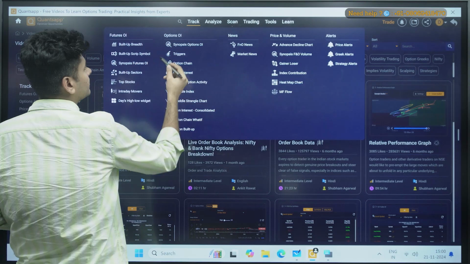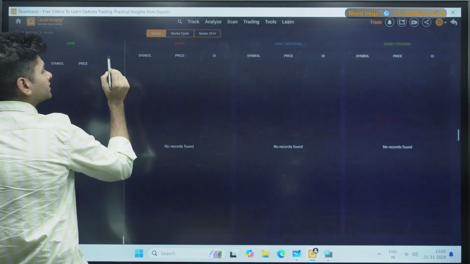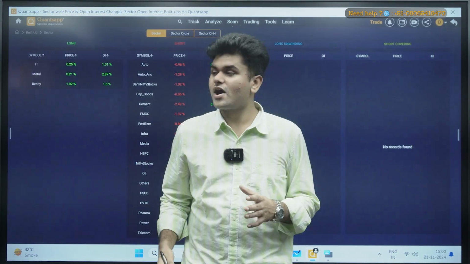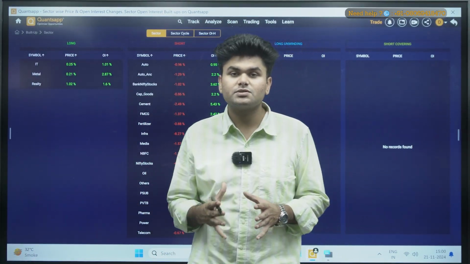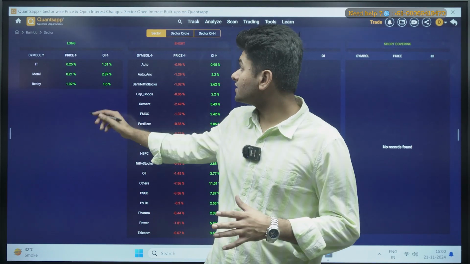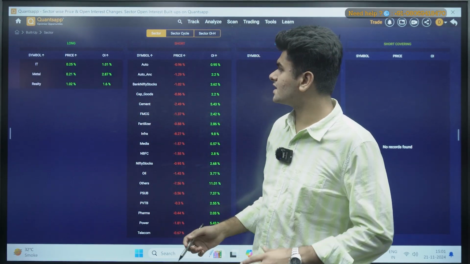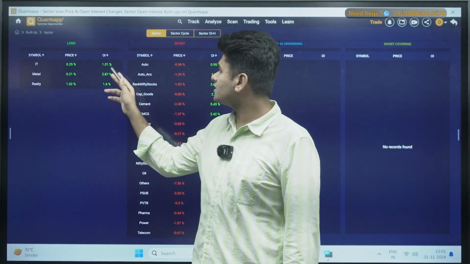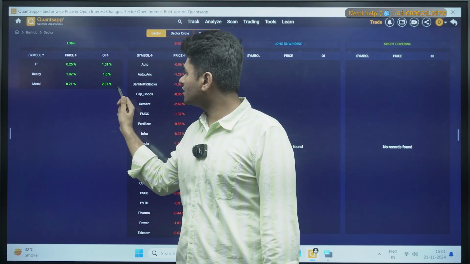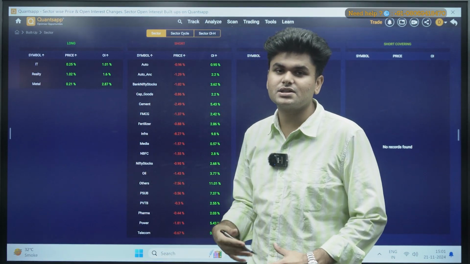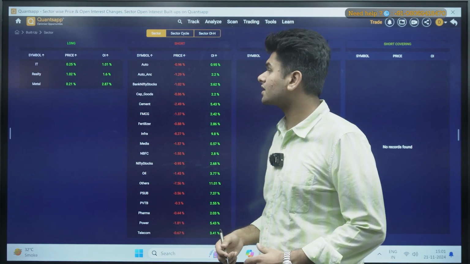Okay, so you can come here at the track and you can see the built up sectors. This way you can basically just check out how each sector is performing, which sector is bullish, which sector is bearish. You can see there is a long built up in IT, metal and realty. That means 3 of the sectors are bullish. And if we talk about the OI, the metal sector is having the most OI. So that means the metal sector is acting very bullish at the current market conditions.